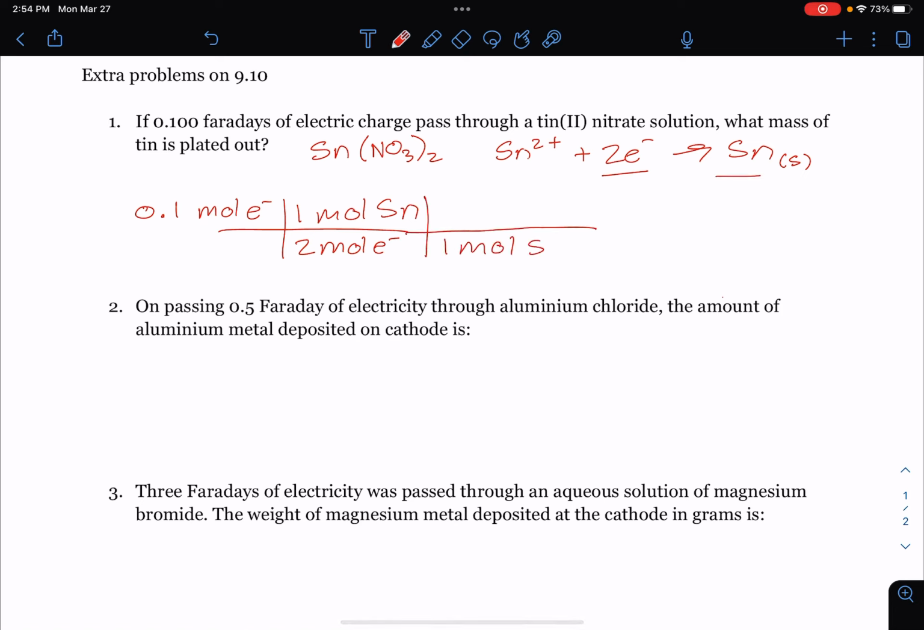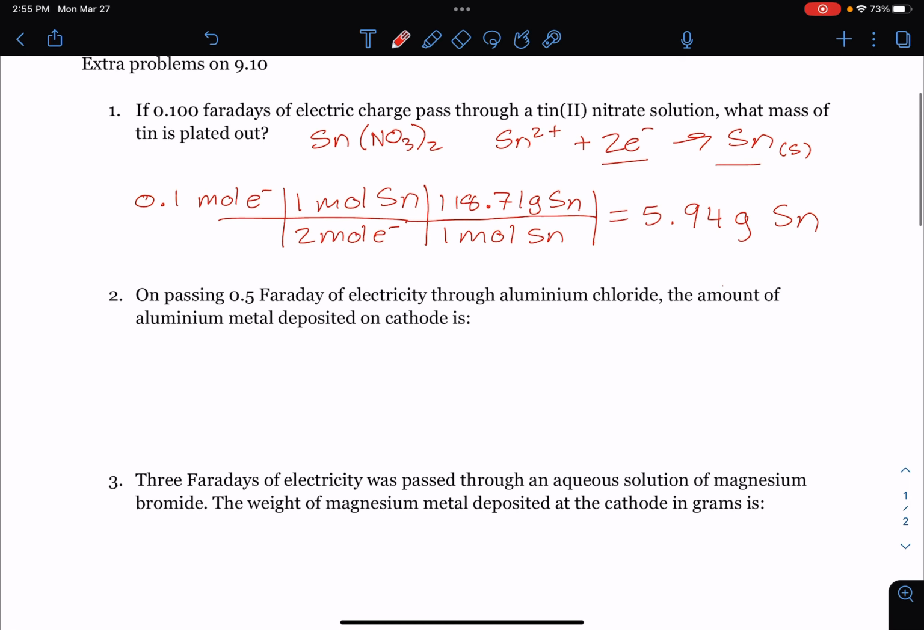Every 1 mole of tin, from the periodic table, is 118.71 grams of tin. Multiply across the top, divide across the bottom, and we have 5.94 grams of tin is the mass of tin that is plated out.